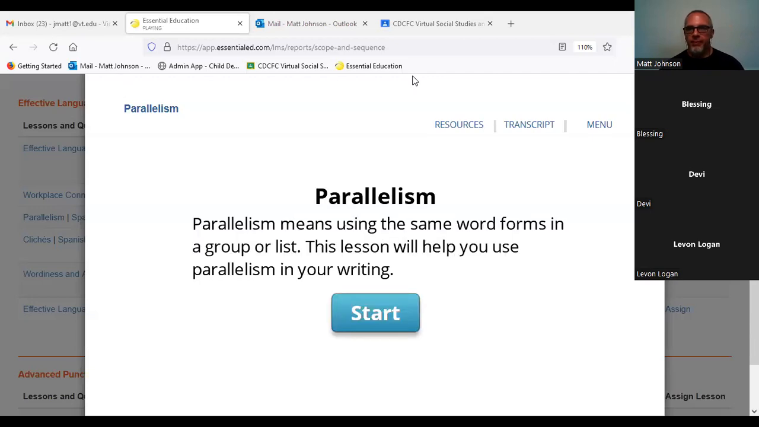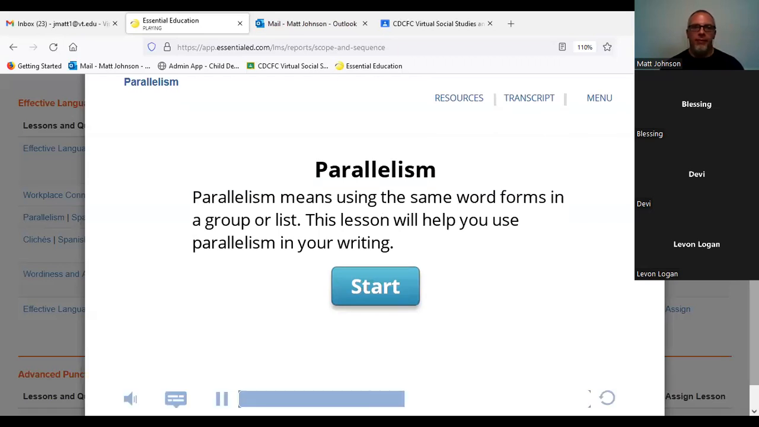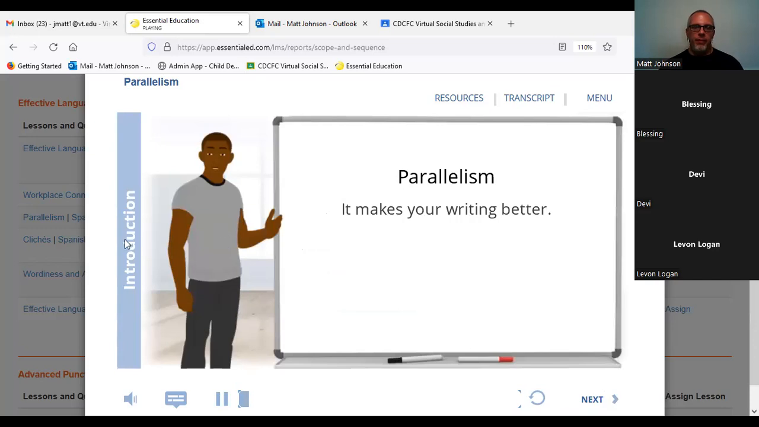Hey there, this is Curtis, and this lesson is about parallelism. Parallelism means using the same word form in a group or list. This lesson will help you use parallelism in your writing. It tends to affect verb usage, but it could come from other parts of speech as well. Parallelism makes your writing better. Parallel structure flows better and is easier to understand.